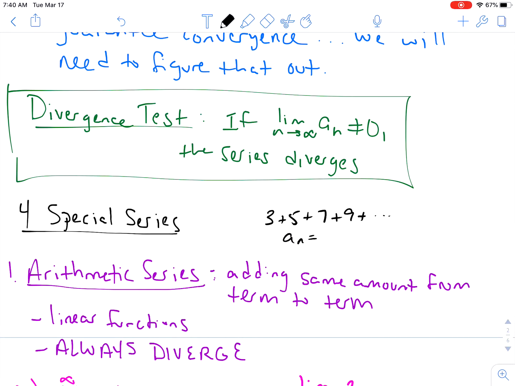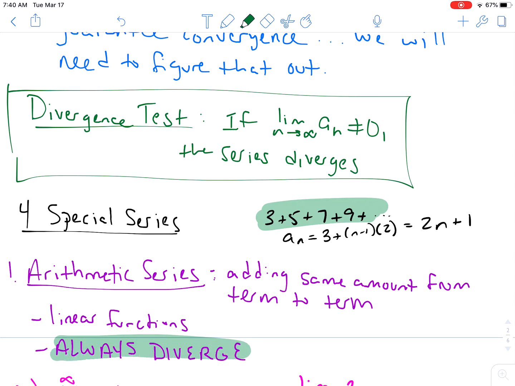You may or may not recall the general rule for these things. It's the first term plus n minus 1 times the common difference, which here is 2. That's what we're adding each time. And if we clean this thing up, we get a linear function back. Okay, so arithmetic series will always be linear functions. So if we have a summation with a linear function in it, we know that that's going to be arithmetic. Well, linear functions go off to infinity, right? If we add these numbers together over and over and over again, that's going to go off to either positive infinity if the terms are positive, or if the slope is negative, it'll go off to negative infinity. So, moral of the story, if we have an arithmetic series, that thing will always diverge.